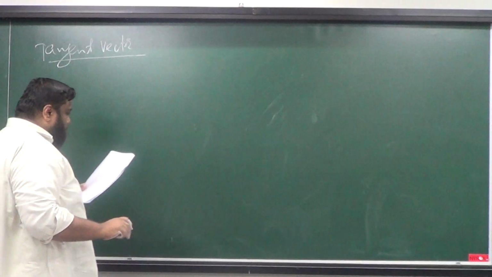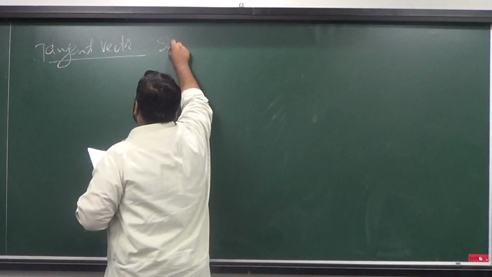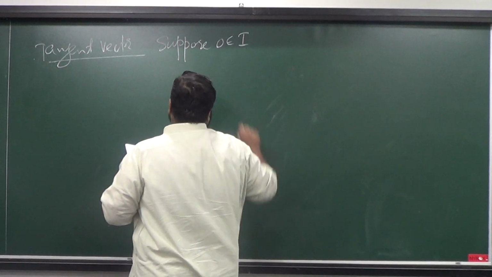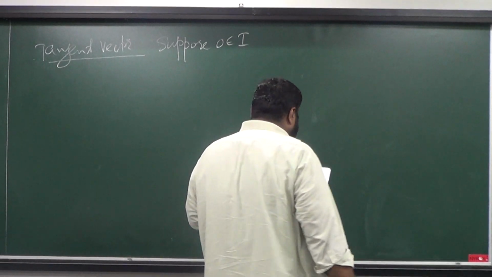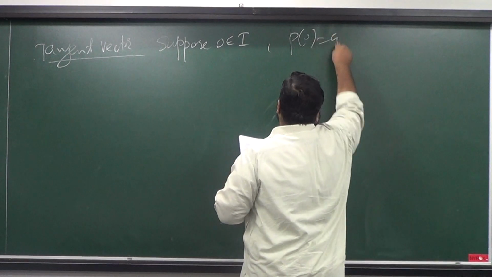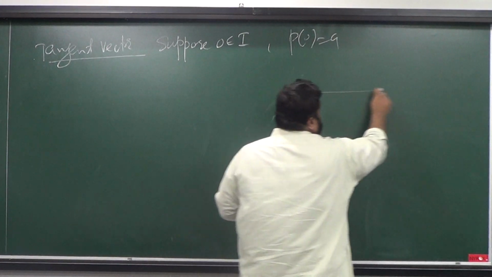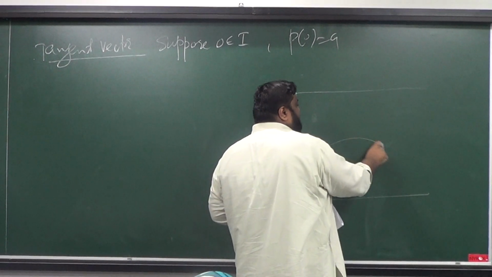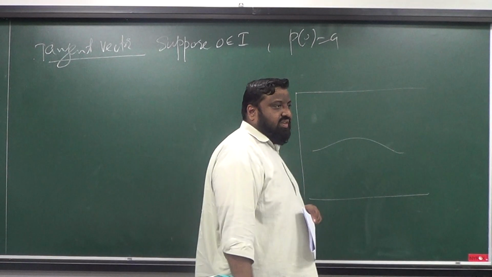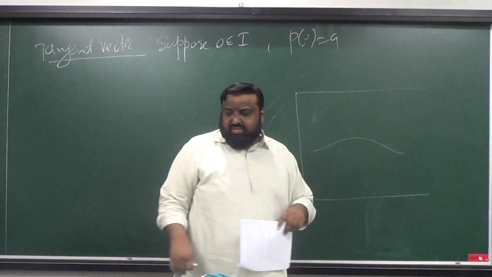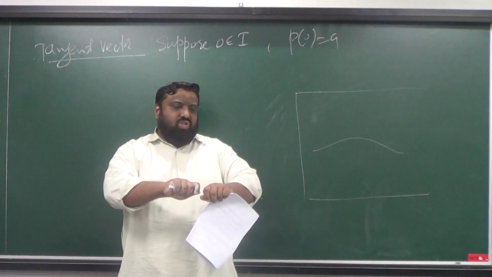Okay, so suppose that 0 is in I. Okay. And p of 0 is a. To motivate where we are heading in the next part of the discussion: imagine I have a curve, and I apply some continuous transformation over it. So imagine I have a curve.